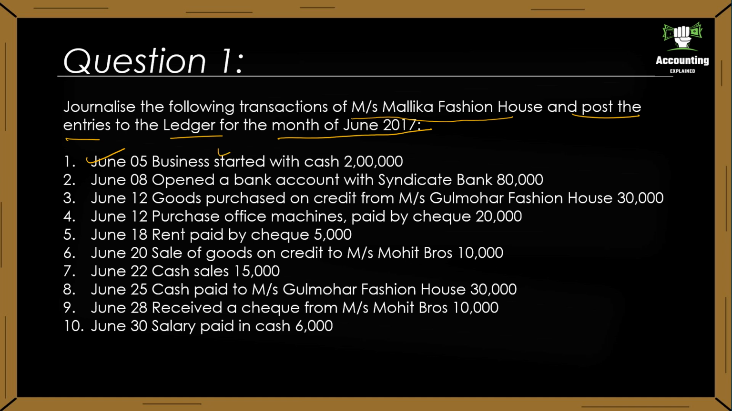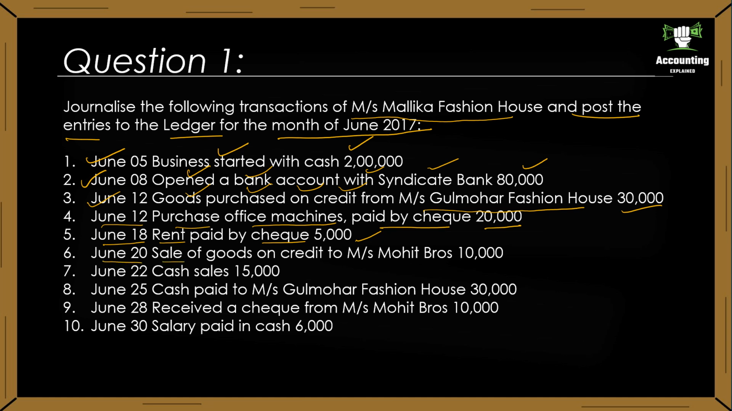June 5, business started with cash 2 lakhs. June 8, opened a bank account with Syndicate Bank 80,000 rupees. June 12, goods purchased on credit from Gulmahar Fashion House 30,000. June 12, purchase office machines paid by check 20,000. June 18th, rent paid by check 5,000.